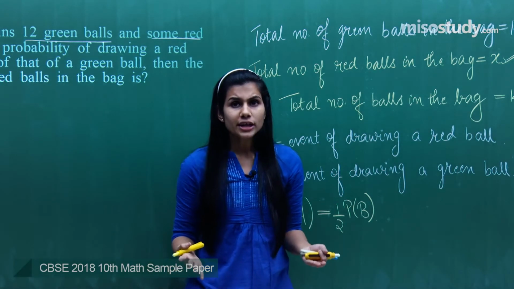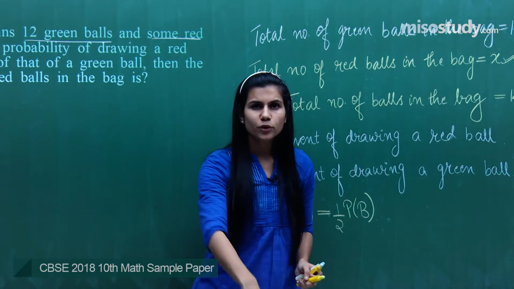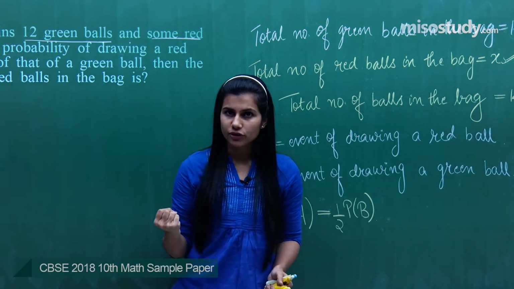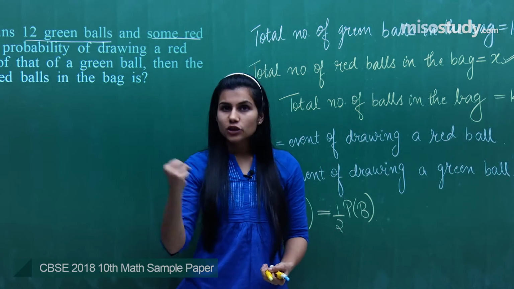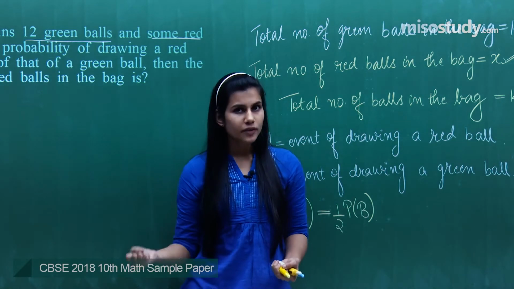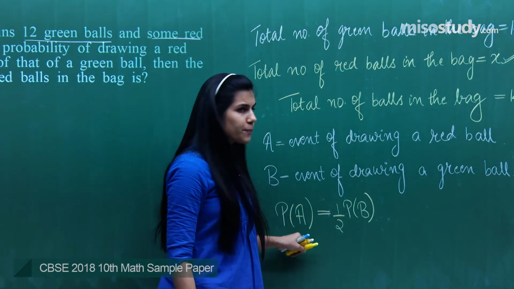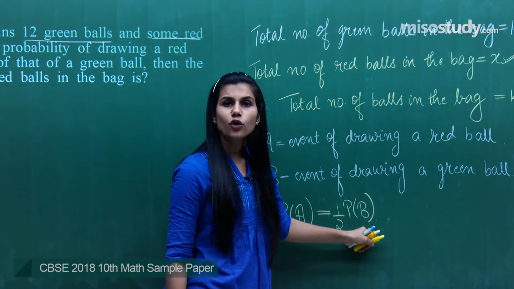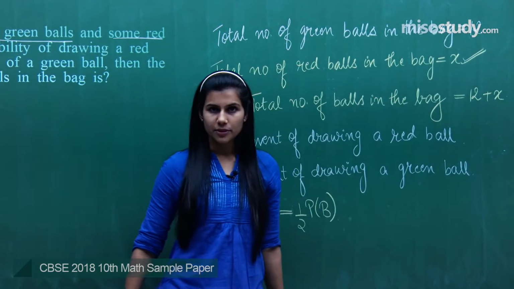Because there can be only two cases, right? Inside the bag there are either green balls or red balls. So, when I am putting my hand to draw a ball, either a green ball will be drawn or a red ball will be drawn. That means two types of questions can be posed. Find the probability of green ball and find the probability of red ball being drawn. The question is saying, if the probability of drawing a red ball is equal to half of probability of drawing a green ball, then find out the number of red balls in the bag.